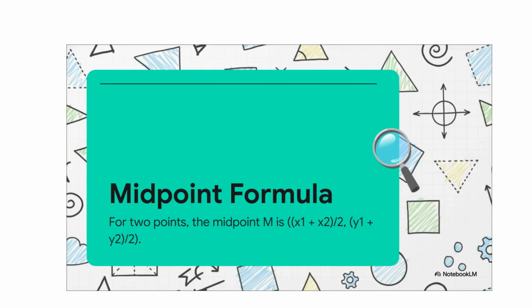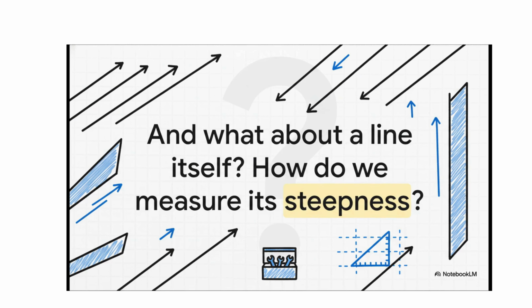Bam! That gives you the exact coordinates of the midpoint. So elegant and so effective. Okay, tool number 3. We can measure a line's length and we can find its center. But what about its personality? Its steepness. Are we talking about a gentle, rolling hill or a sheer cliff face? We need a way to measure that, and that's the third tool in our kit, slope.